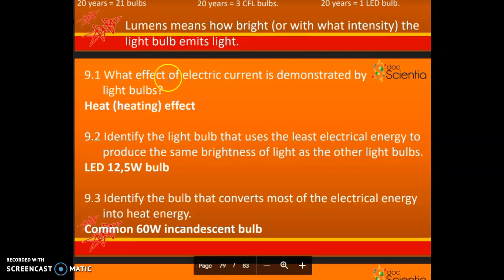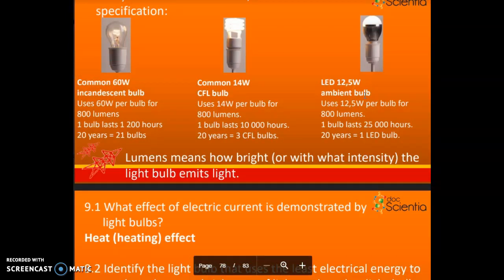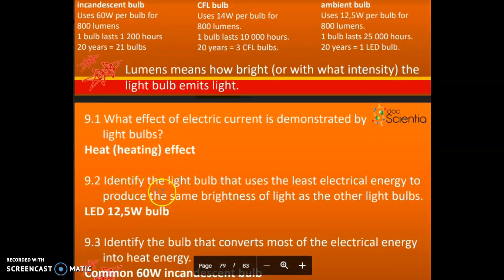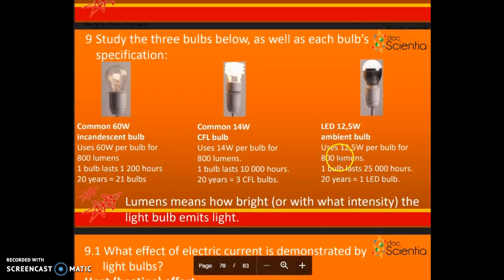So the questions are, what effect of electric current is demonstrated by the light bulbs? The heating effect. 9.2. Identify the light bulb that uses the least electrical energy to produce the same brightness of light as the other bulbs. It is the LED, because 12.5 watts, this is 14, and this is 60 watts, so this is the least electricity.